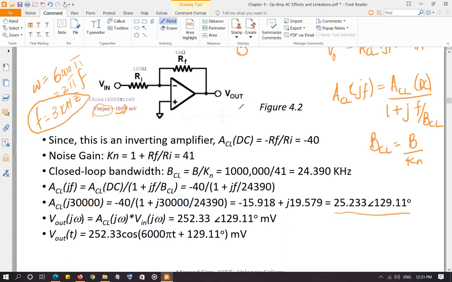Hence the output voltage is going to be, in time domain, 252.33. That is, you change the magnitude of this, keep the cosine and 6000 pi t the same, of course, the frequency is not going to change, and then you add the angle, whatever angle you get. So 129.11 degrees over here, millivolt. So this is how you're going to solve it. Any problem at any frequency that is being asked, that's how you are going to approach that problem.